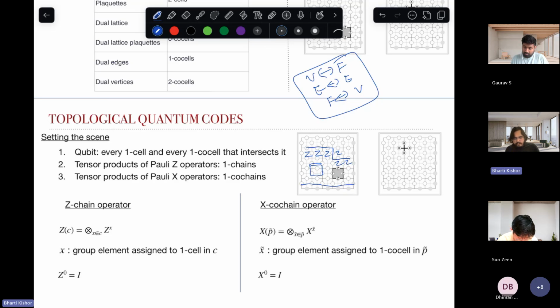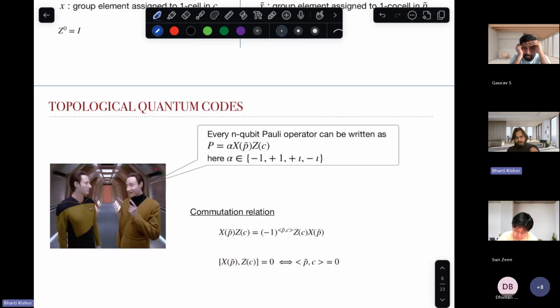You can play the same game for the dual lattice case and get the X operators. So in this way we get Z operators and X operators. But actually, we don't need to talk about Z and X operators. Later they will become obsolete, and we will be talking everything in terms of the properties of these one cells and one cocells and so on. This is what I was hinting at, that we will see how we get rid of X and Z very soon.